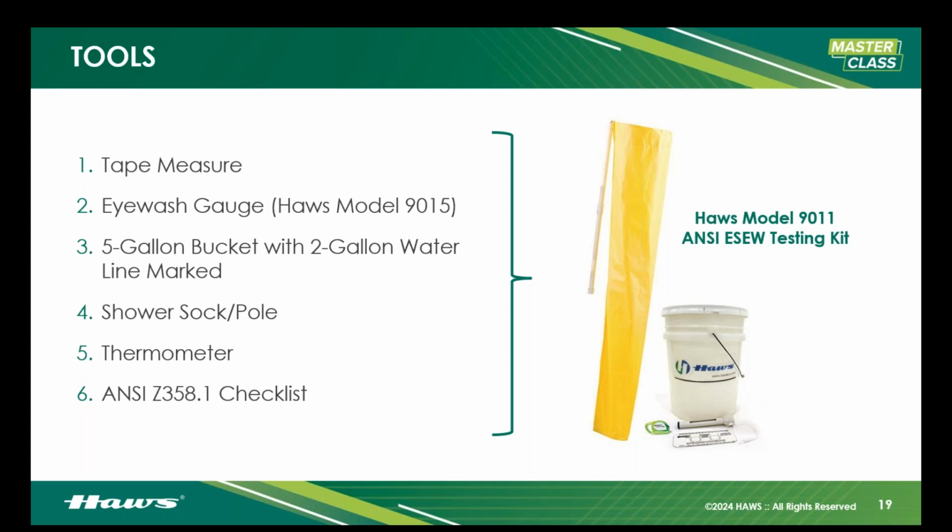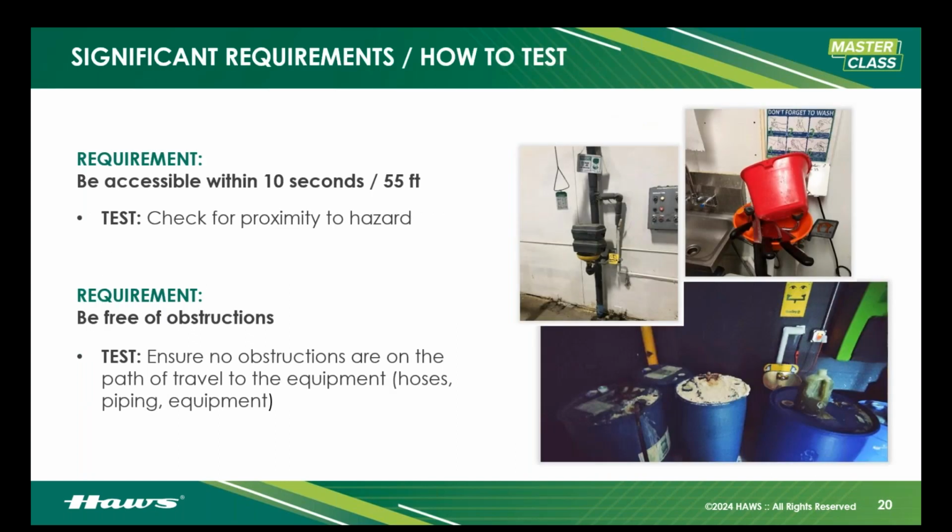You need a 5-gallon bucket with a 2-gallon water line marked. I'll explain that later as well. Shower sock and pole, because they call it a drench shower for a reason. And if you don't want soggy loafers, you're going to want that in place. Thermometer, because we need to check the temperature, and an ANSI Z358.1 checklist, which I am sharing with you just after this. Now, to start, the equipment has to be accessible within 10 seconds or 55 feet.